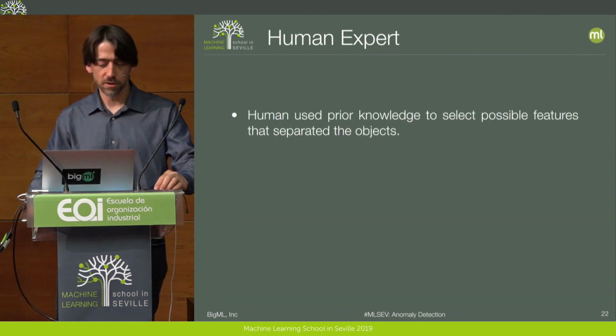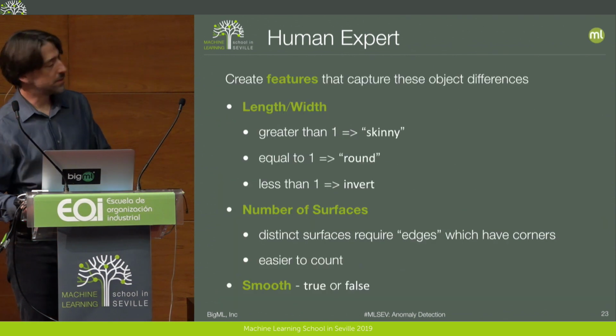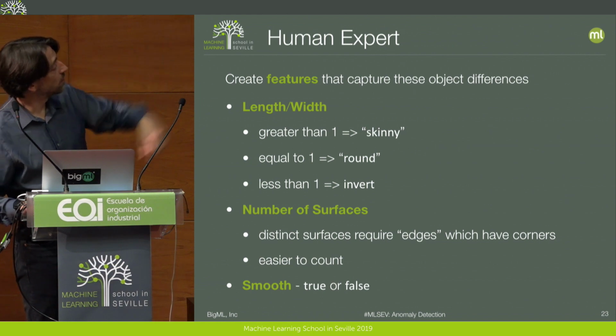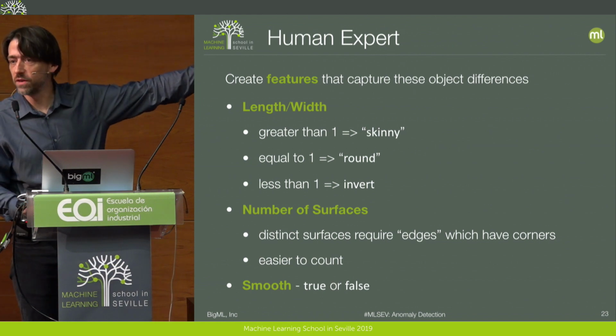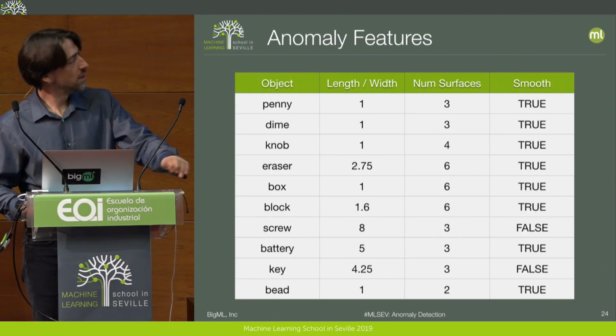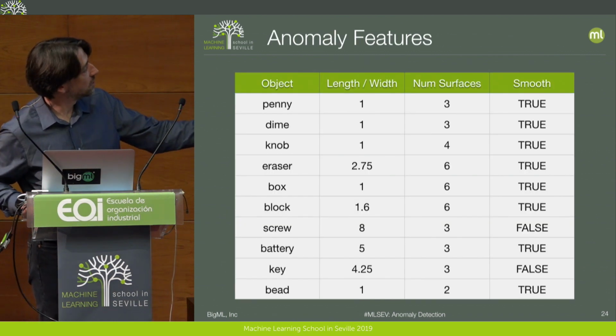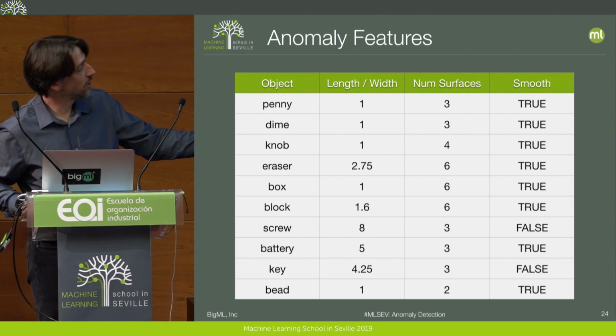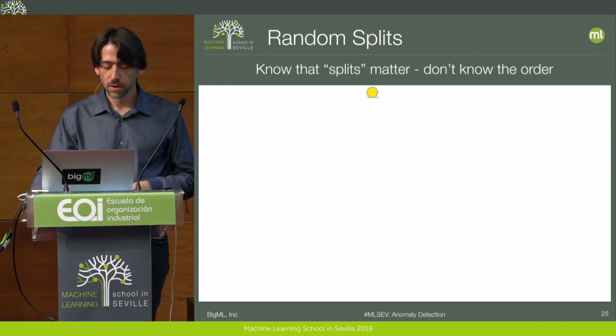Okay, and so the human expert, same idea. I won't belabor that too much. We use length and width, a number of surfaces, and we have to introduce a smoothness, because she talked about smoothness. And so we get things that look like this. And so now we have a smoothness here. And you see the battery, for example, is smooth, and the screw and the key are not. So we have 2 things at least that aren't smooth.